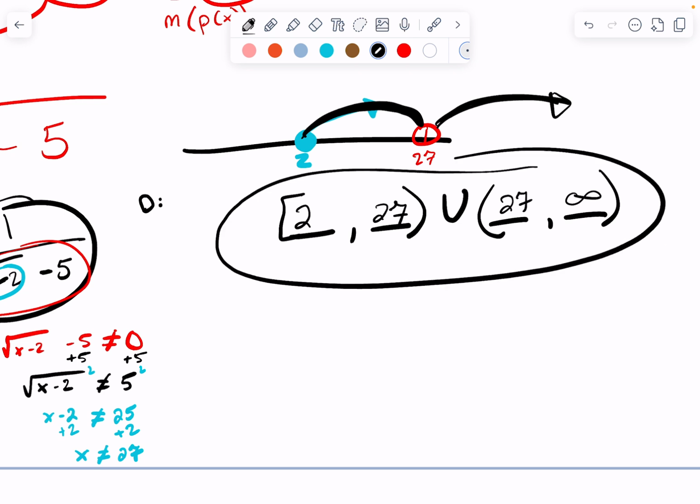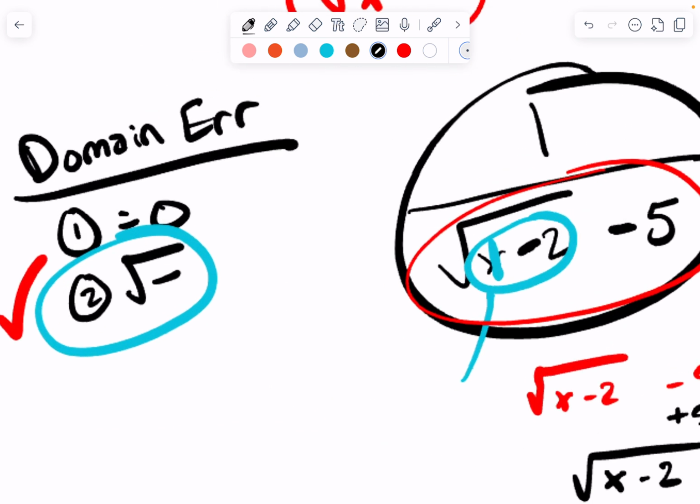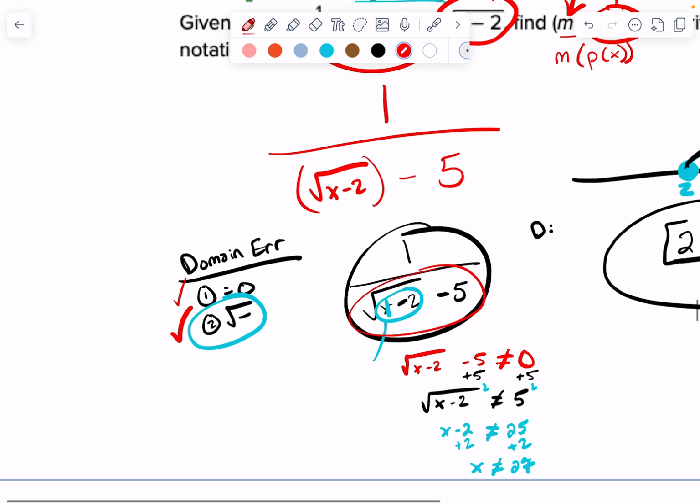That is super disgusting. I hope the examples you have to do on your homework assignment are a little bit nicer than that, because in that one we had to address both of the problems going on, and that was super gross. Composition functions and domain: usually you will only have to do one of these at a time. That one we had to do both. Okay, moving on.